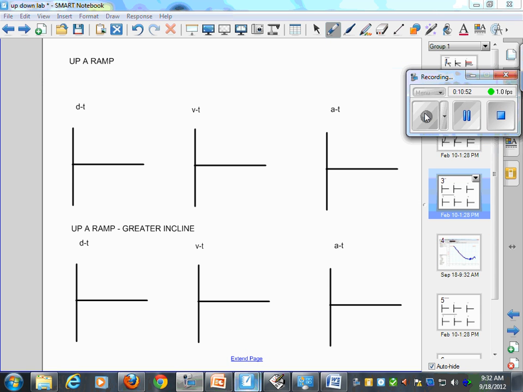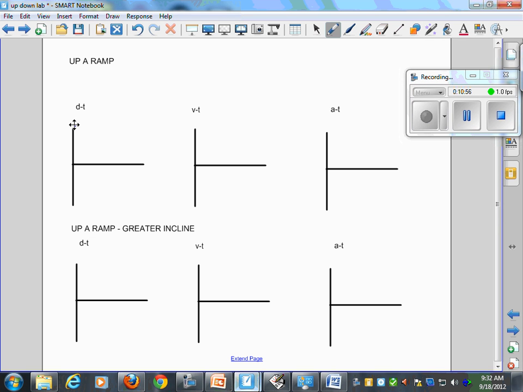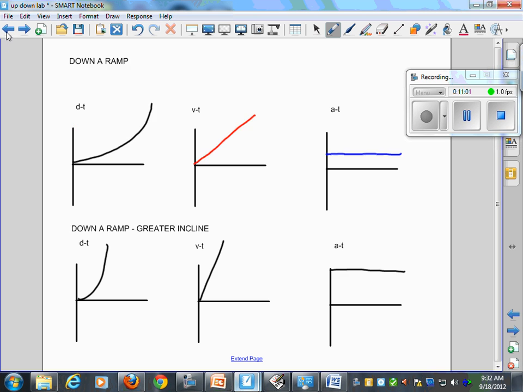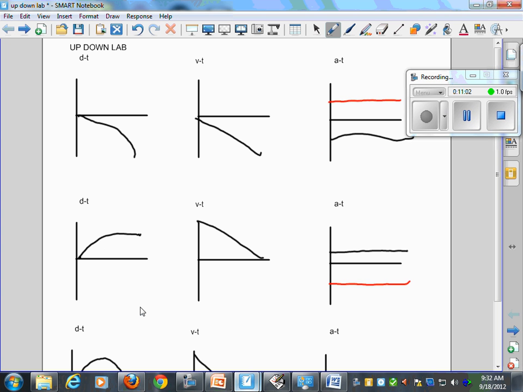So up the ramp, we would have, what did it do? It was like this, right? Was it like that? Is that what we predicted? No. It's close though, isn't it? What's wrong with this one? Where does this one start? 0. And what's the slope here? Is it positive or negative? The slope here is positive and it goes to 0.